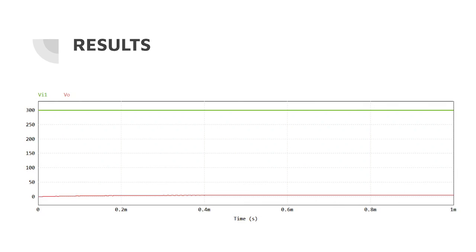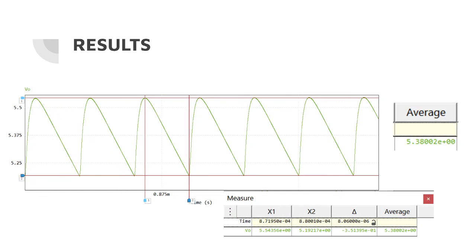And now for the 300 volts input voltage, we got this waveform representation. Again, zooming in on the wave, we can see a 5.38 average output voltage and a ripple of 0.351 volts.